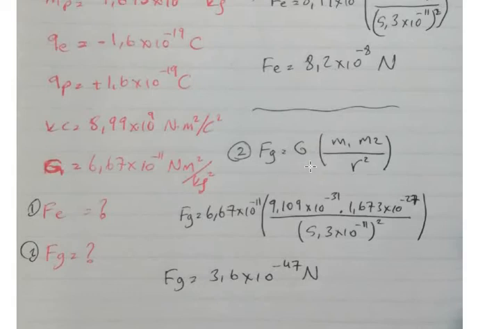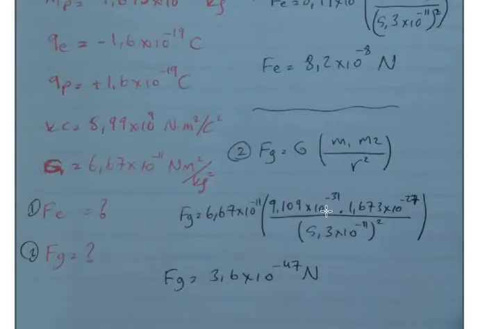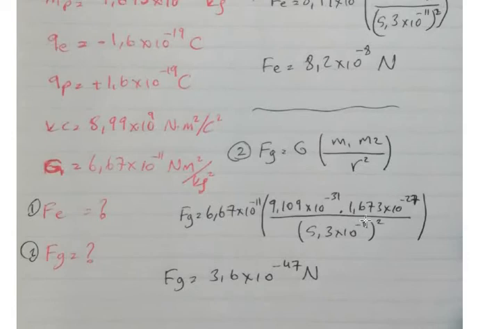So if we replace the numbers, we have Fg equal to G, which is 6.67 times 10 to the power minus 11, times m1, the mass of proton or mass of electron. It doesn't make a difference which one you write first, because it is multiplication. So we wrote the mass of electron here, and then the mass of proton, 1.673 times 10 to the power minus 27, over 5.3 times 10 to the power minus 11 squared.